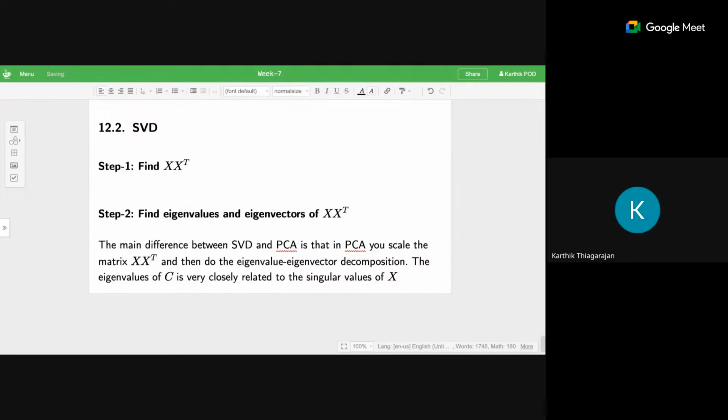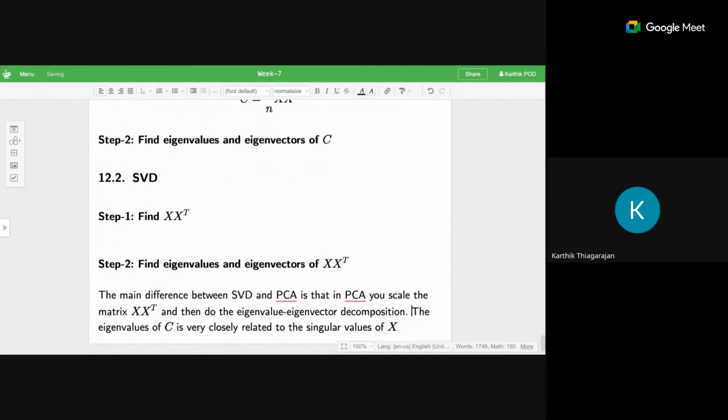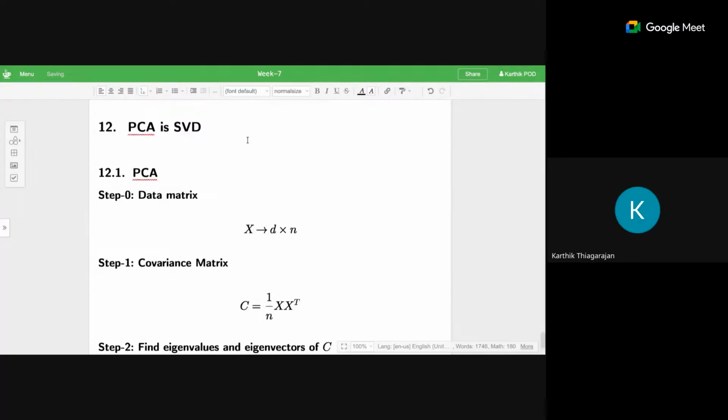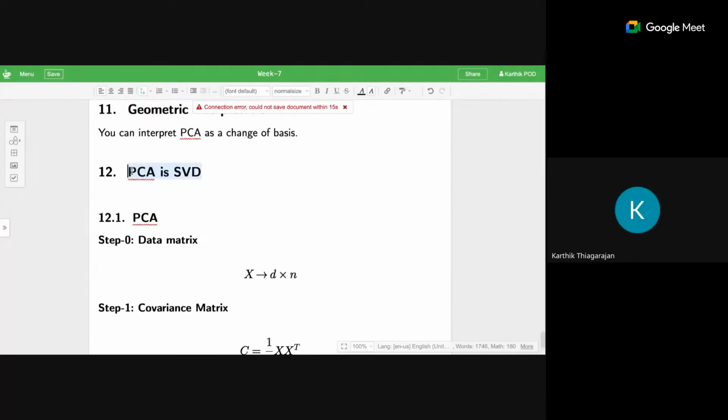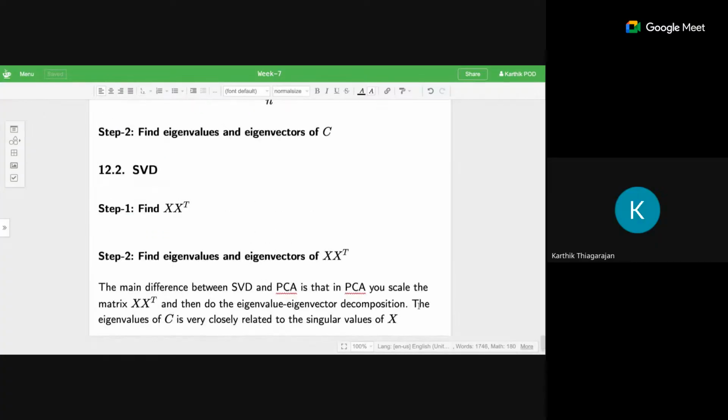Okay, so that's a lot of content for one day. So you have to take some time and think about it. Otherwise it's not easy. This is not very straightforward. But whenever you see that PCA is SVD, you have to think about whatever we discussed now. You can think of PCA as just an application of SVD. Okay, so I leave you with that thought.